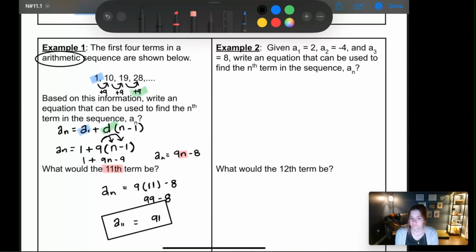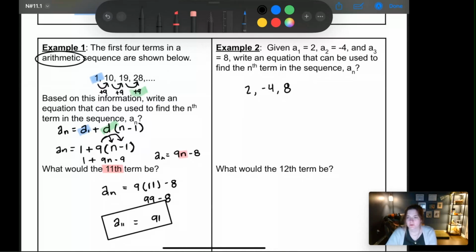Okay? And we'll kind of get the hang of it. We'll keep practicing. Okay, let's look at example 2. This time it doesn't write it out for us, but it does tell us that A1 is 2. Okay, so the first term is 2. A2 is negative 4. All right. And A3 is 8. Okay, so the first, second, and third terms are 2, negative 4, and 8.